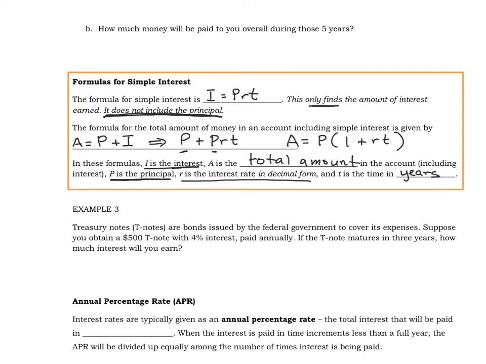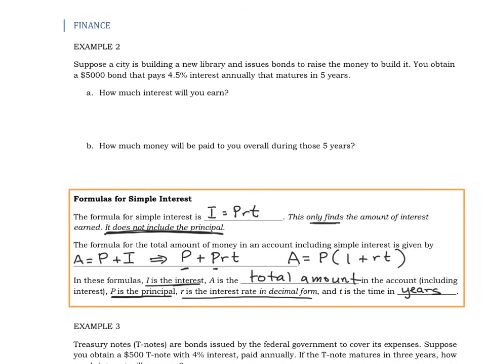Okay, with this in mind, let's go back up and look at example 2. Suppose a city is building a new library and issues bonds to raise the money to build it. You obtain a $5,000 bond. That looks like principal. That pays 4.5% interest annually. That's going to be the rate, and we need to change that to a decimal. It matures in 5 years.